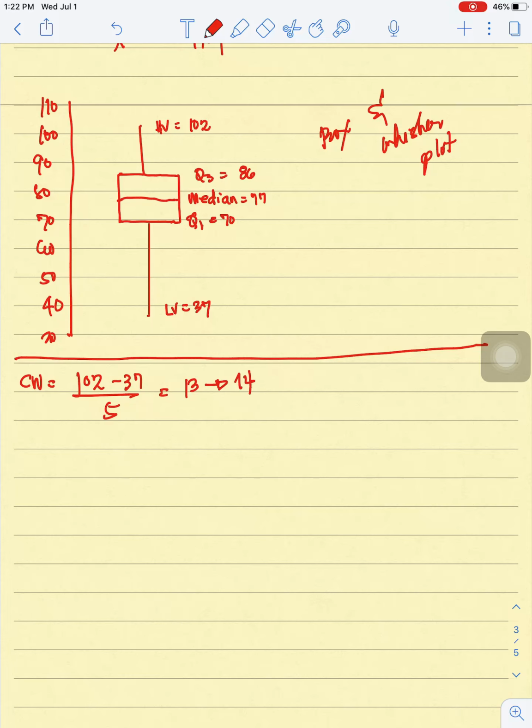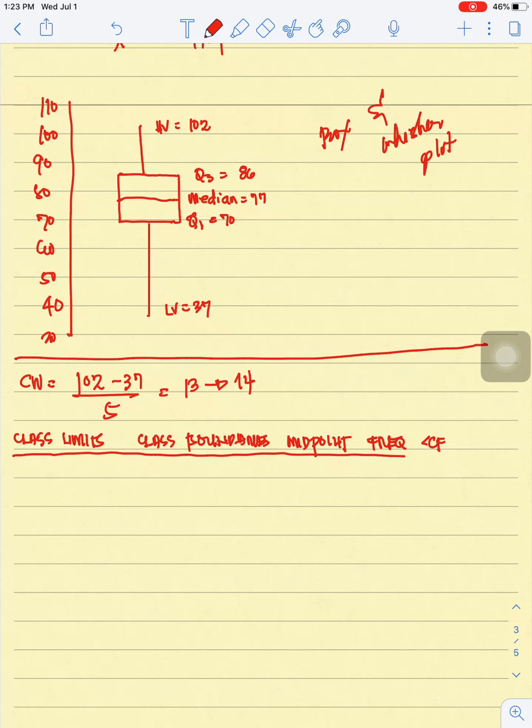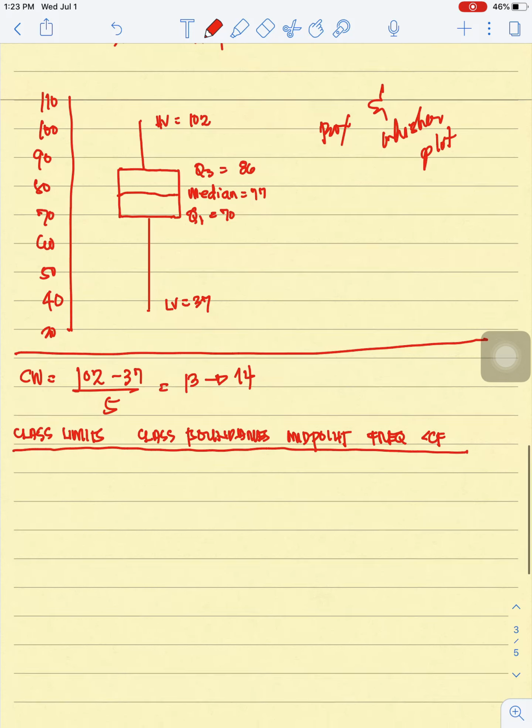Okay, next we have the class limits, then class boundaries, then midpoint, and then frequency, then less than cumulative frequency, greater than cumulative frequency. Oh, I think we don't need the greater than cumulative frequency and the relative frequency, since we are not going to draw our polygons and histogram.